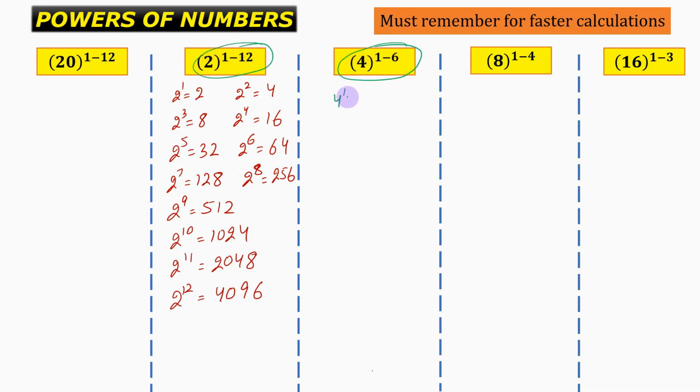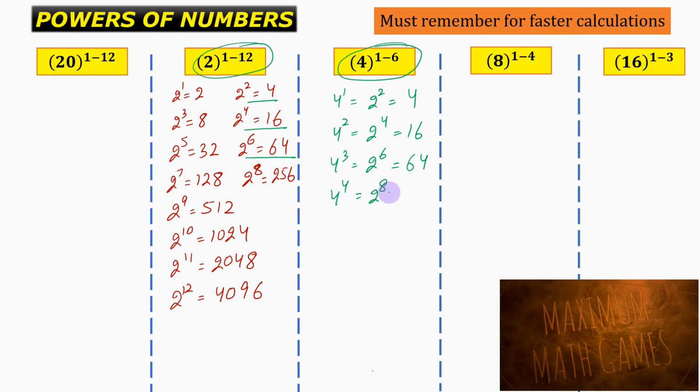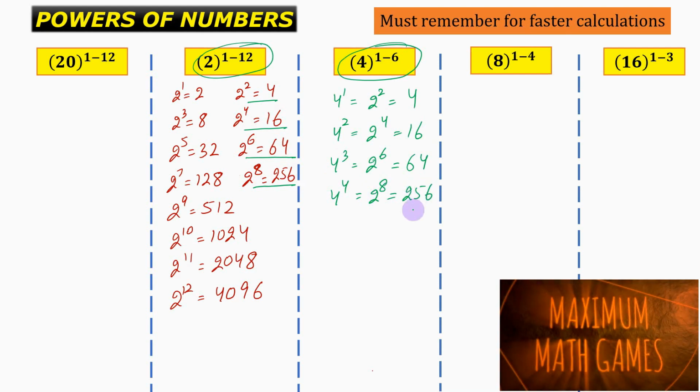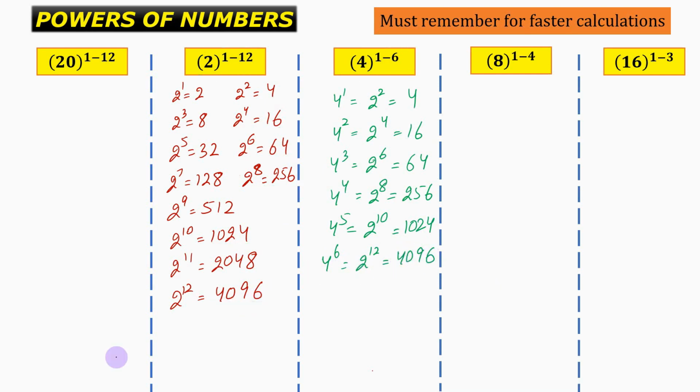Now we will try to establish a relation between powers of 4 and powers of 2. So 4 to the power 1 is obviously equal to 4, but it can also be written as 2 square, so this is equal to 4. 4 to the power 2 is equal to 2 to the power 4, which is equal to 16. 4 to the power 3 is equal to 2 to the power 6, which is equal to 64. 4 to the power 4 is equal to 2 to the power 8 and which is equal to 256. 4 to the power 5 is equal to 2 to the power 10, which is equal to 1024. And lastly, 4 to the power 6 is equal to 2 to the power 12, which is equal to 4096.